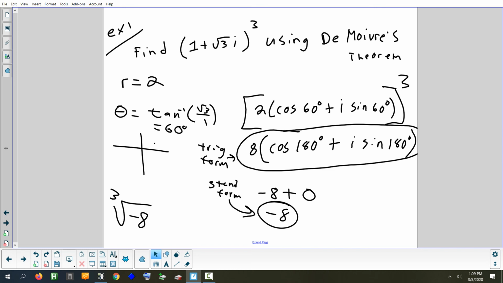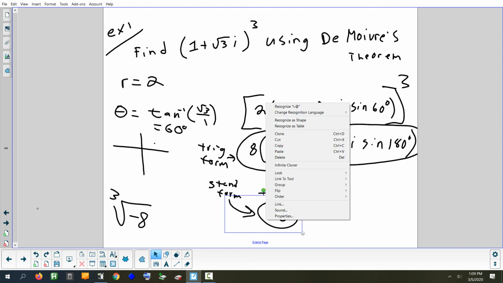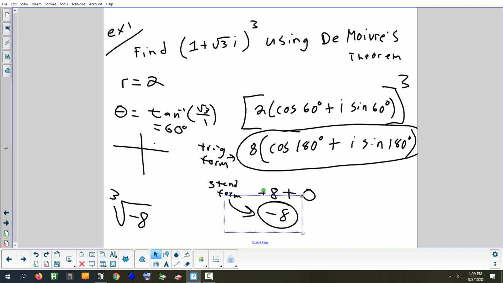But any question on that idea, how we cubed that, and we got negative 8. So if you cube root negative 8, you'd get back to what you started. So the standard form is 8 times 1 I sine. Oh, sine. What's sine 180? 0. Yes.